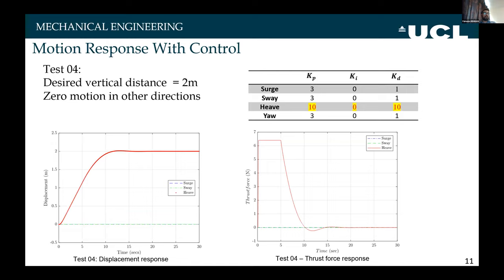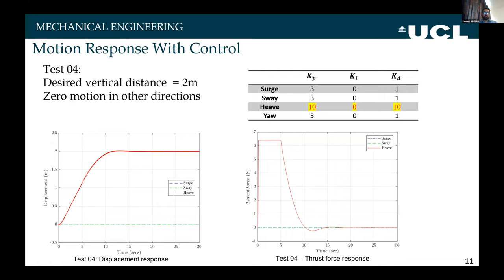The important thing is how the thrust forces are responding, how they are applied. It can be seen in the test four thrust force result that the maximum of 6.4 Newton, which is when all the vertical thrusters are applied at their maximum vertical thrust, was applied. The 6.4 Newton combined thrust force was applied for 5 seconds to move the system in the vertical direction.